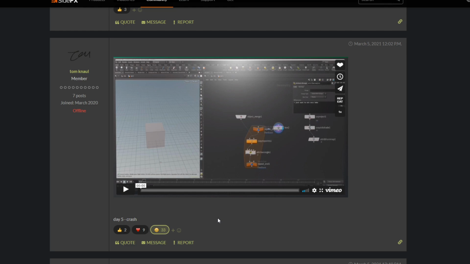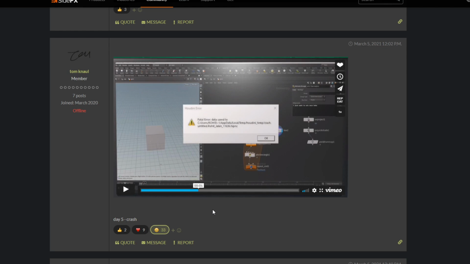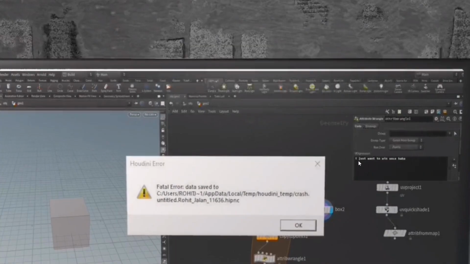And here we have this absolute power move from Tom Knoll, posting an entry about fatal error crashes in Houdini in a Houdini competition on the official Houdini website. I love this entry, man. This made me audibly chuckle when I first saw it. And this is the first time I saw what it says in the background. I just want to win once.